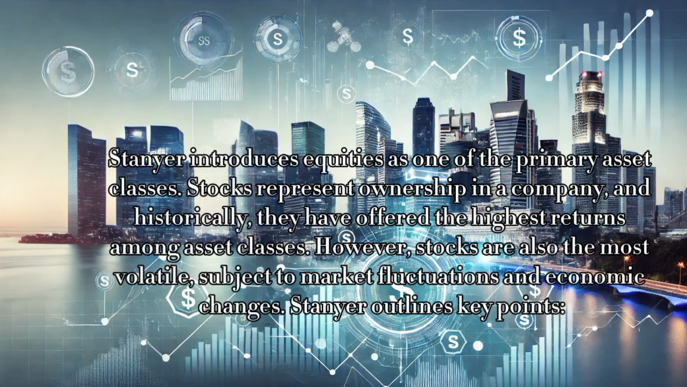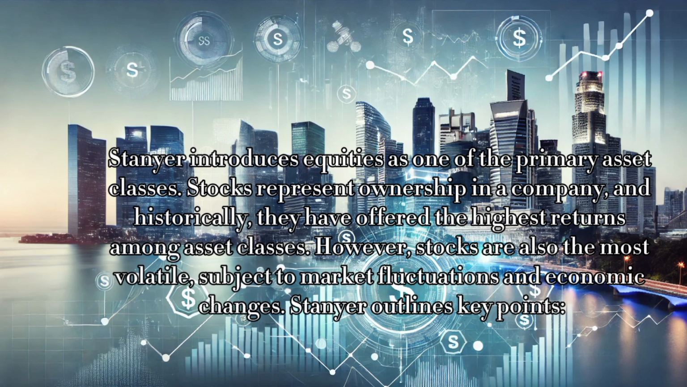Equities, stocks. Stanyer introduces equities as one of the primary asset classes. Stocks represent ownership in a company, and historically, they have offered the highest returns among asset classes. However, stocks are also the most volatile, subject to market fluctuations and economic changes.